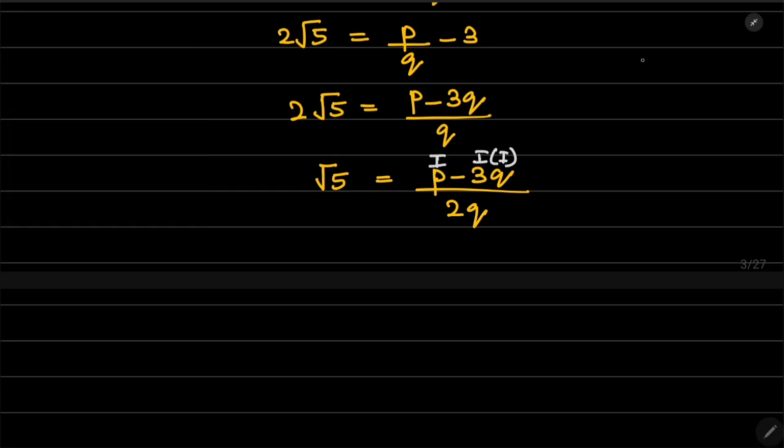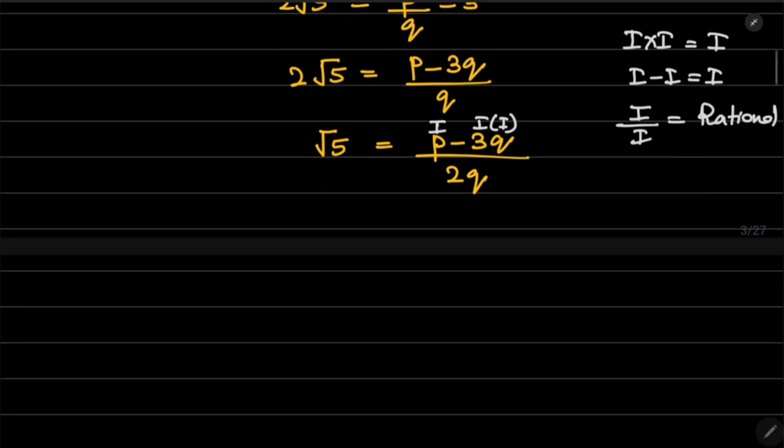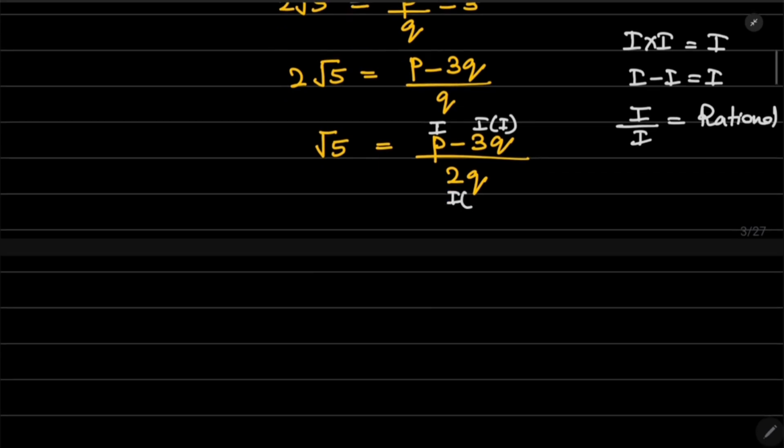Integer multiplied by integer is an integer or a rational number. Integer minus an integer is also an integer or a rational number. Integer divided by integer is also a rational number. Okay, so here you have integer multiplied by integer. On the whole, this term is nothing but integer minus integer. This is also an integer, so this is a rational term. This is rational. And here root 5 is an irrational term. And irrational cannot be equal to rational, right?